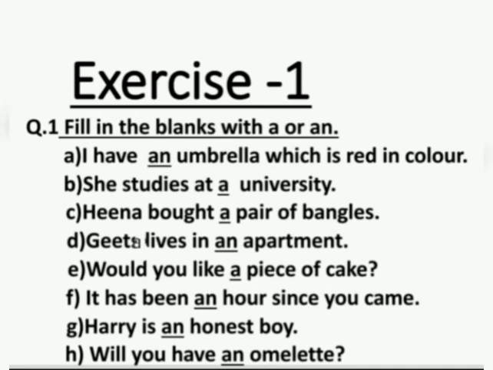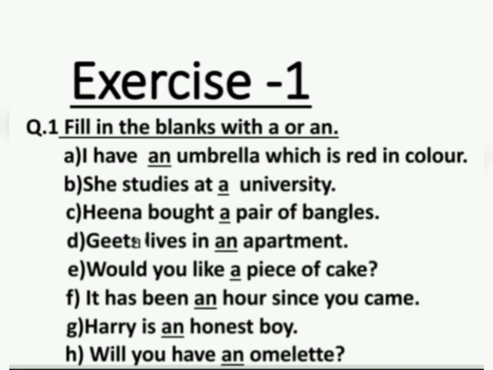I have an umbrella which is red in color. U is a vowel, so we are writing an in front of the word umbrella. An umbrella. She studies at a university. University. U is a vowel, but the sound which is coming is of a consonant. So we are writing a university.